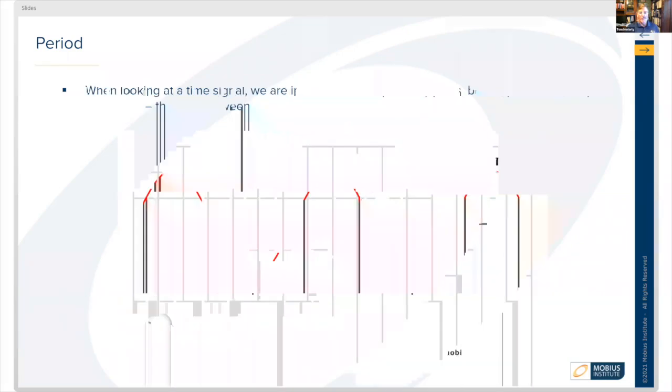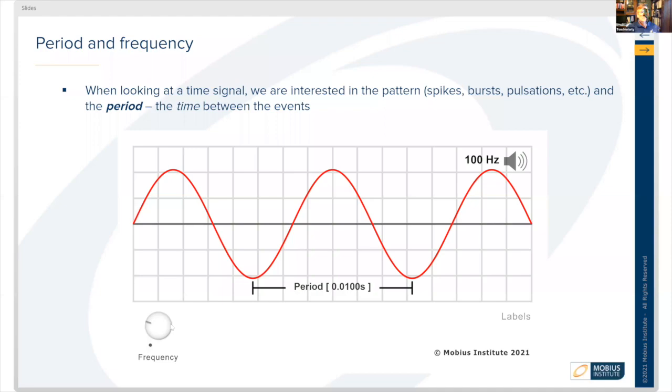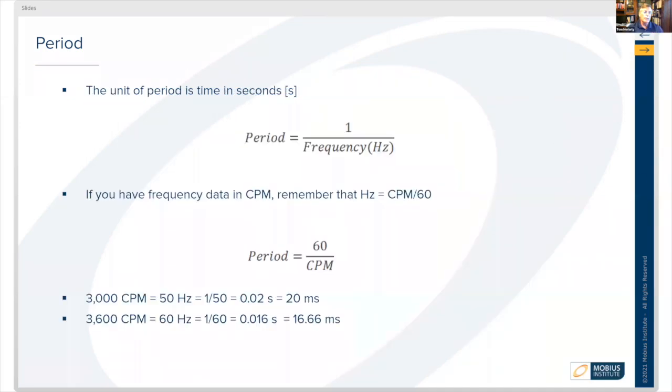So when we want to describe what those waveforms look like, there are different things that we want to be able to define. The unit of period is time in seconds, and the period is simply 1 over the frequency in hertz. If we have frequency data in cycles per minute, remember that a hertz is simply cycles per minute divided by 60. Therefore, period is 60 divided by cycles per minute. In the case of, say, 3,000 cycles per minute, the period is about 20 milliseconds. If it's 3,600 cycles per minute, it's a little bit less, right? It's at 16.66 milliseconds.